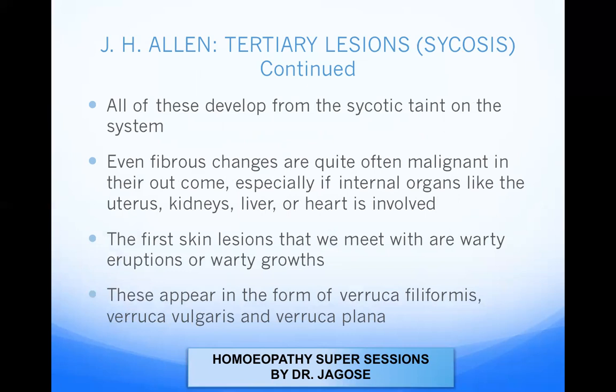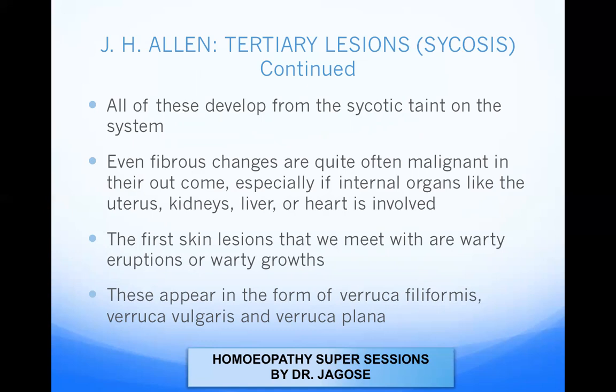So the psychotic taint is responsible for all the different diseases which will develop if the tertiary phase is suppressed. Even fibrous changes are quite often malignant in their outcome, especially if internal organs like the uterus, kidney, liver, or heart are involved. Dr. J.H. Allen also says that fibrous changes may be seen in different organs like the uterus, kidney, liver, or heart.